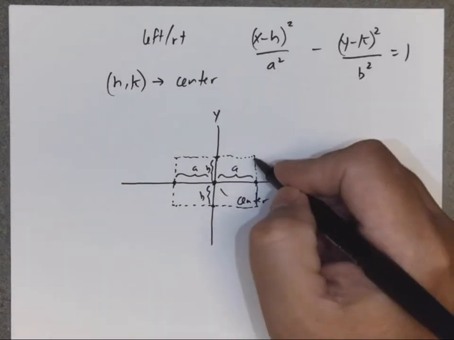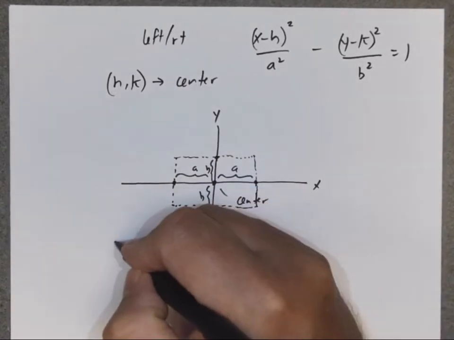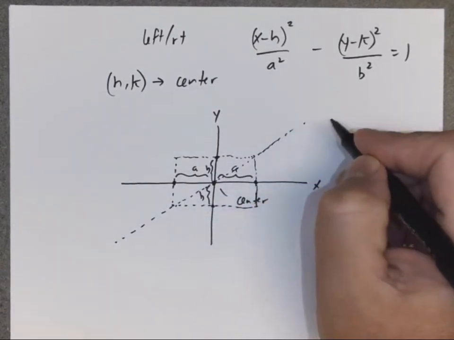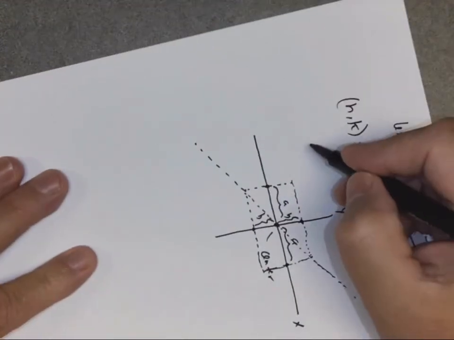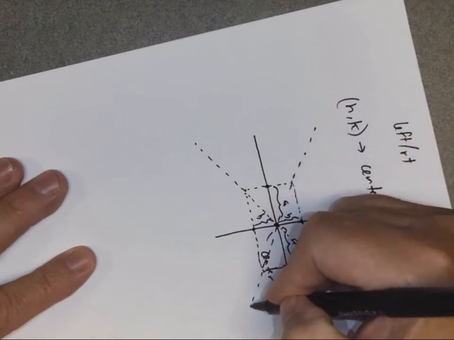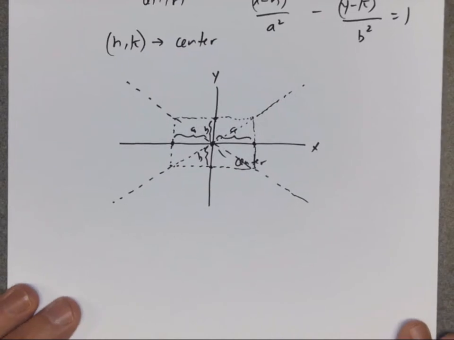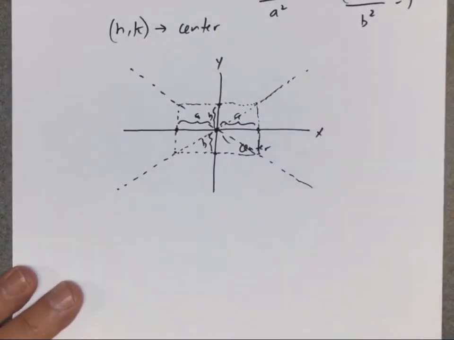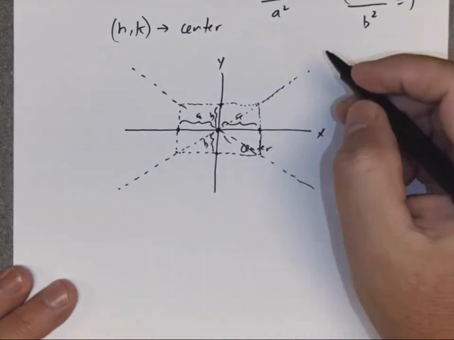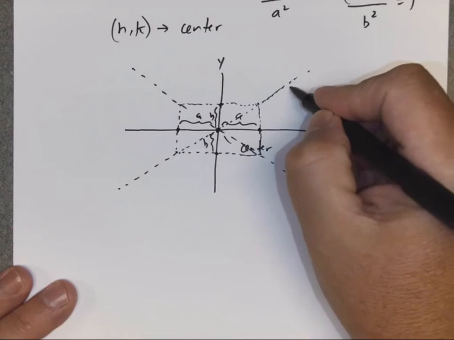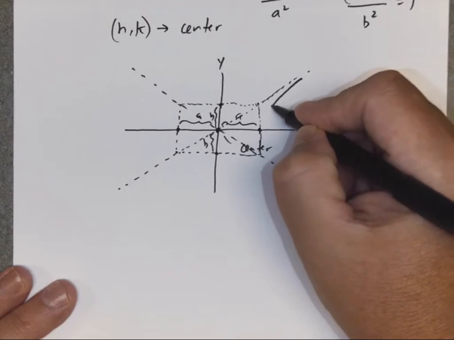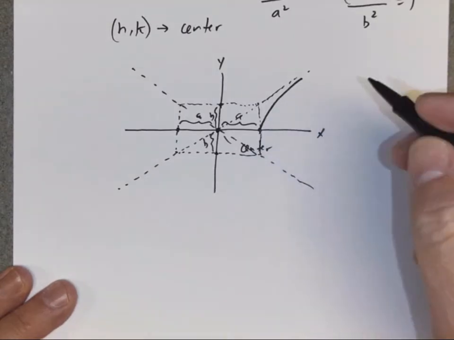And what you do next is, now I'm going to draw through the corners of this box and through the center another dashed line, except these are diagonal. And when you do that, I can now draw my hyperbola. These diagonal lines are like asymptotes, which means my graph gets very close to these lines, but never touches them. And it goes through these points here.